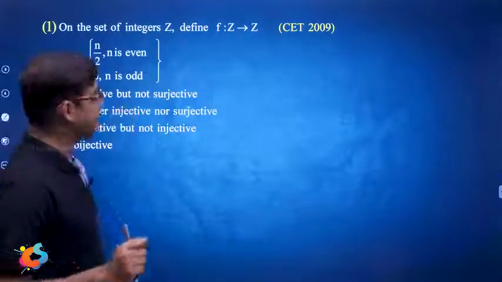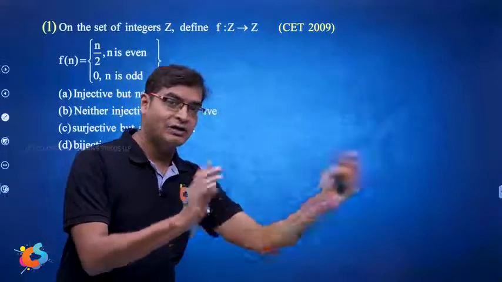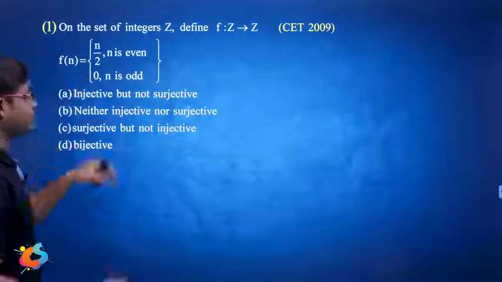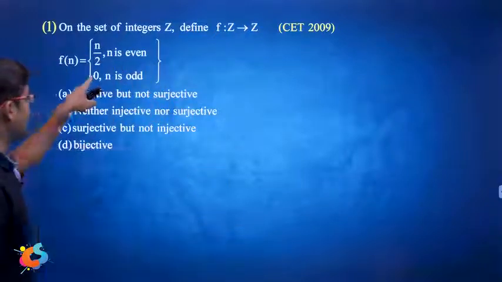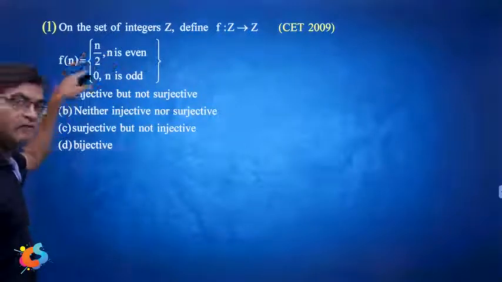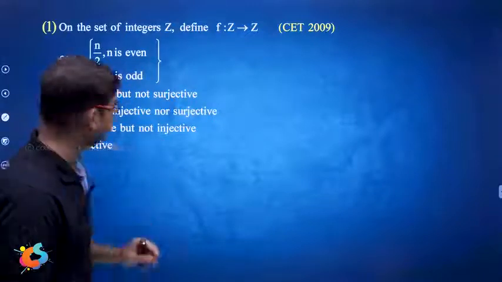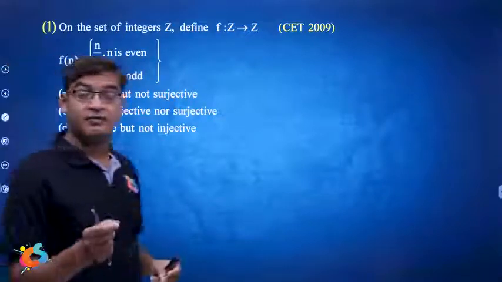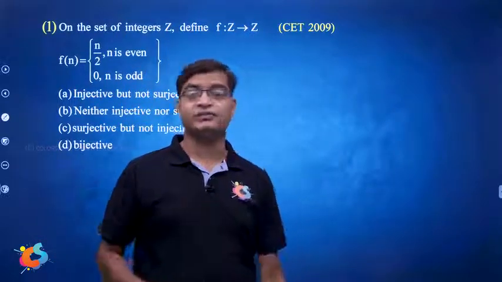On the set of integers, f is a mapping from the set of integers to the set of integers. F of n is equal to n by 2 if n is even, and 0 if n is odd. So if the input is even, you should take half of the input, and if the input is odd, then the output is 0. So is this function a 1, 1 function, or is this function an onto function or not? This is what we have to see.